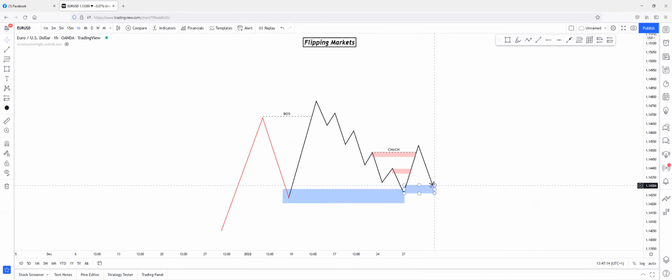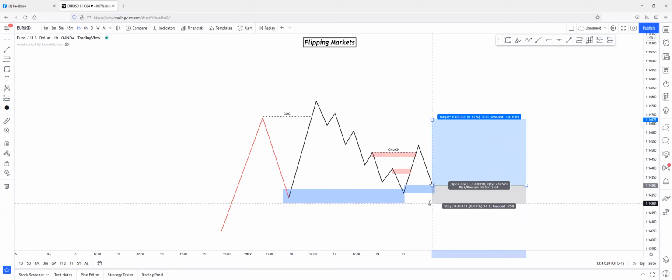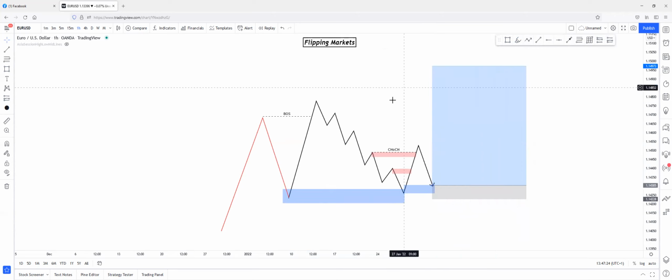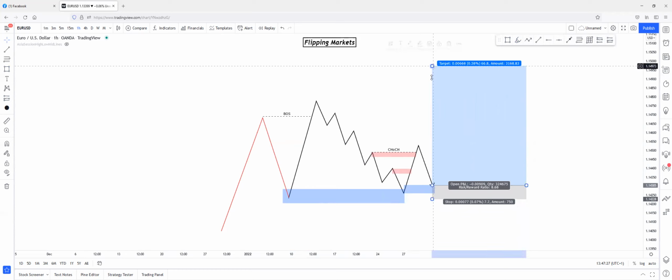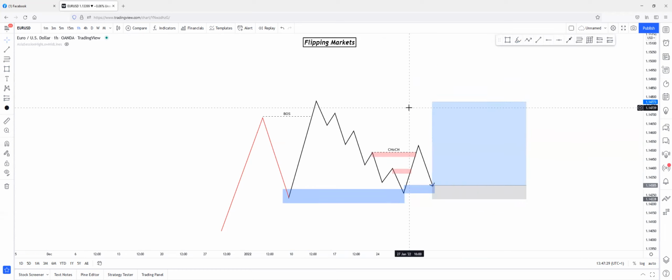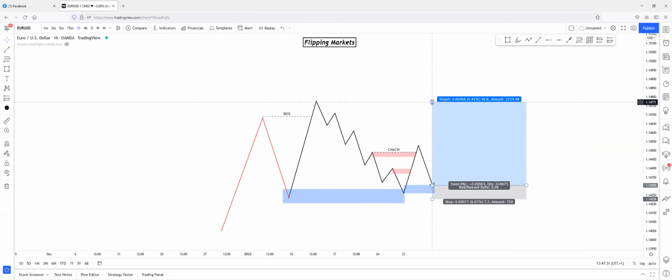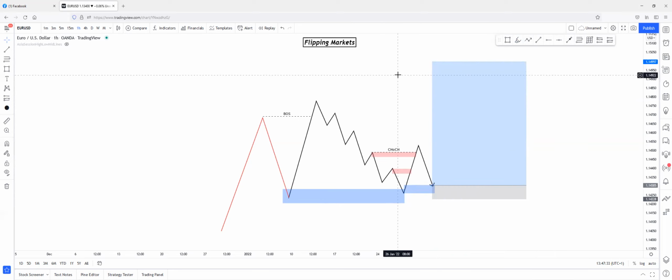Okay, so price changed character and tapped us into the trade because we did set a limit order on this order block, on this demand zone. And let's say we are targeting the next unmitigated supply, which could be this one. Okay. So how do we actually manage the trade after we get tagged in? So we are in the trade right now, just tagged in.